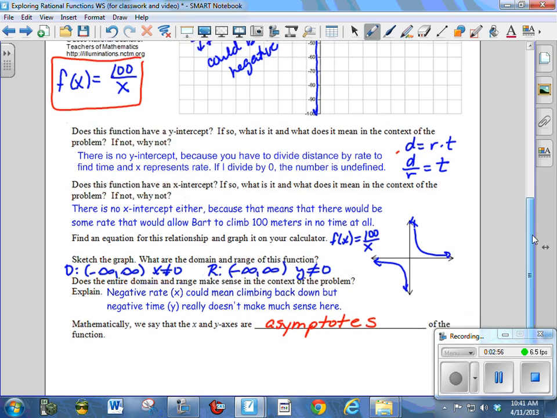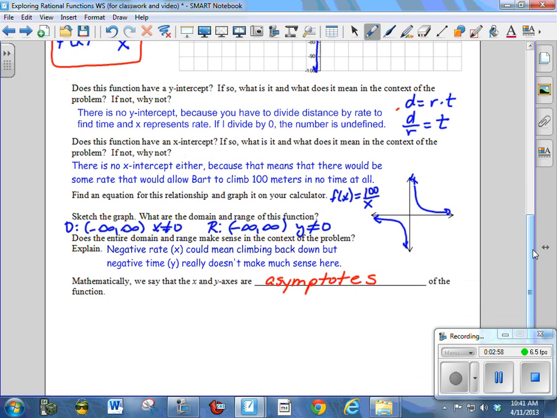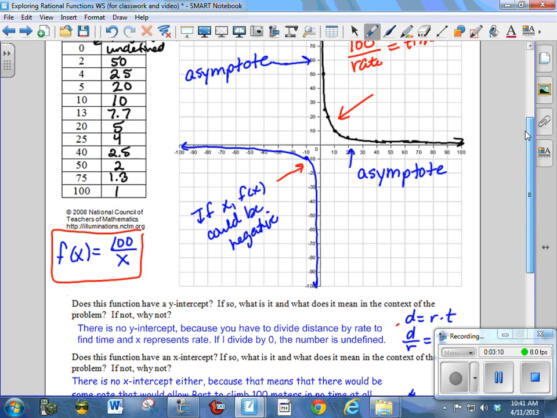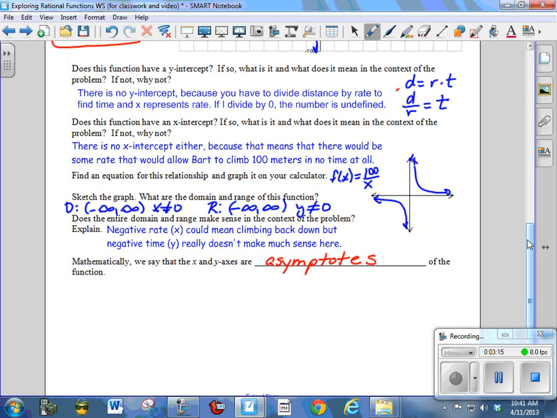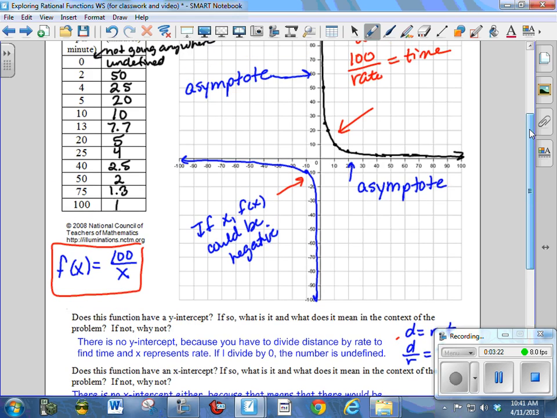What about an x-intercept? Well, an x-intercept means that there would be some rate that would allow Bart, or whoever's climbing the wall, to climb 100 meters in 0 amount of time, because the x-intercept occurs when y equals 0. So is it possible to climb the wall in 0 amount of time? No. Even at the speed of light, it's going to take a little time. It's not instantaneous. So we also have an asymptote along here. So notice these are called asymptotes. I labeled these, that's the answer to the last question, so we won't really need to answer the last question.